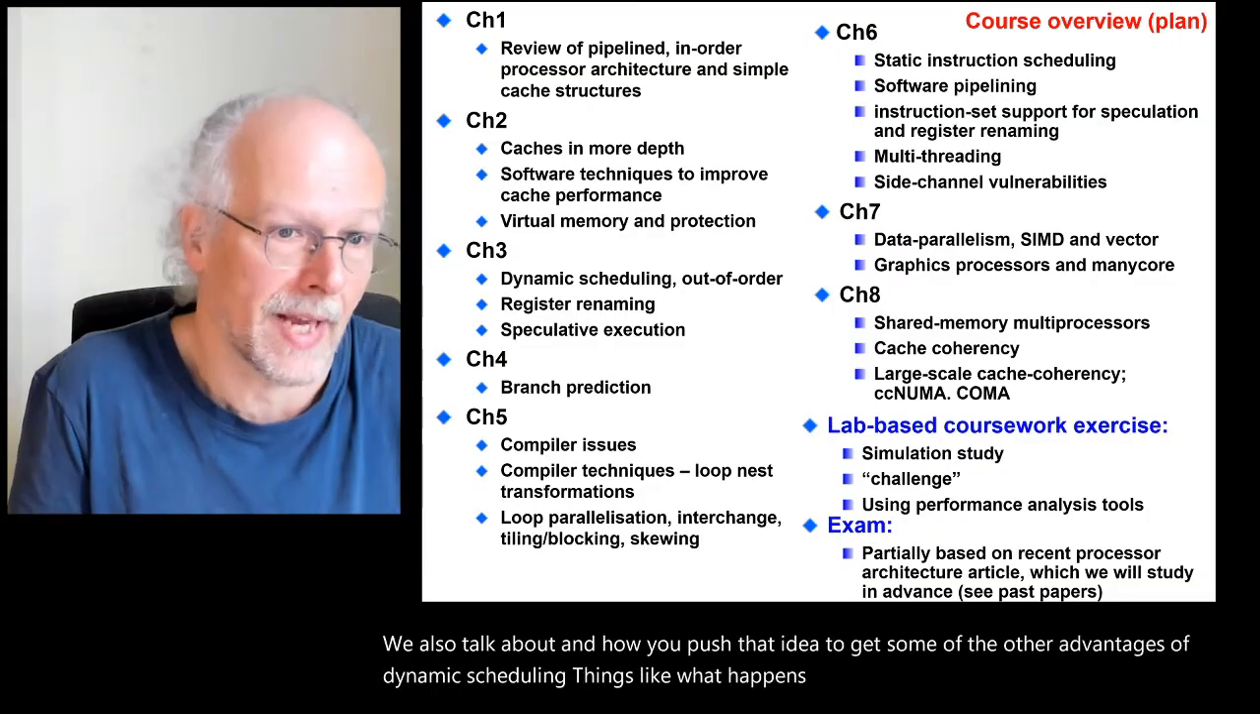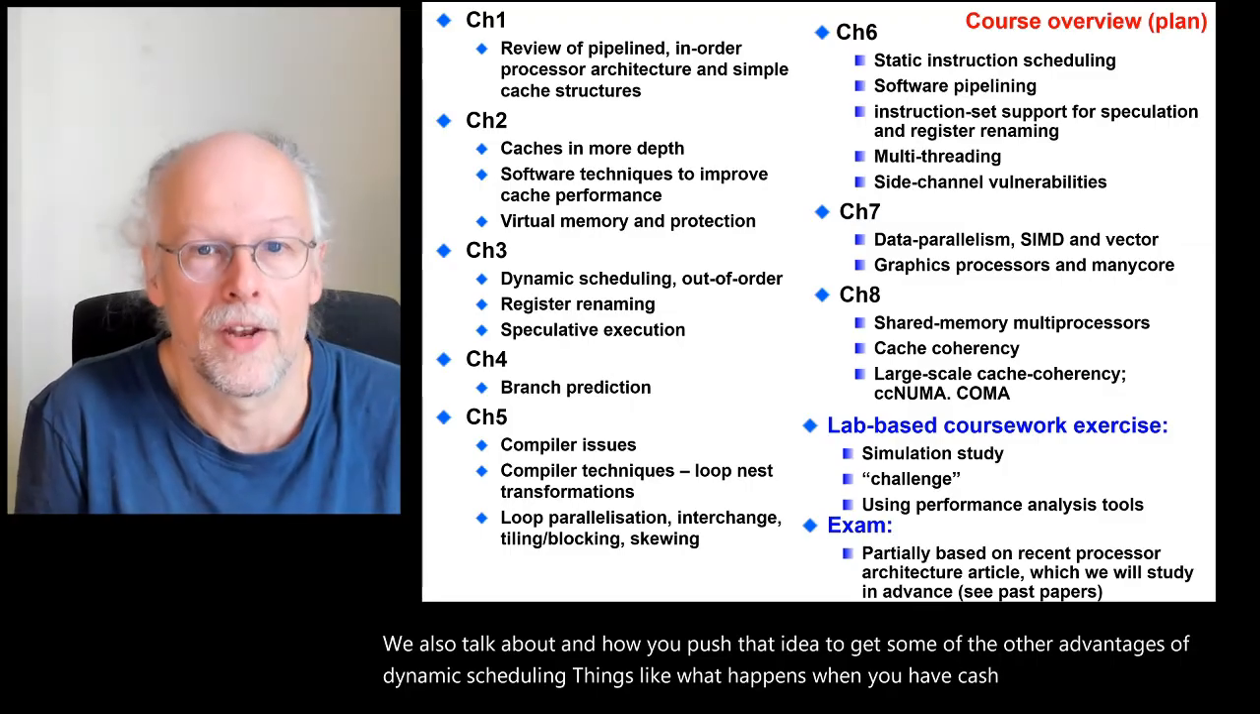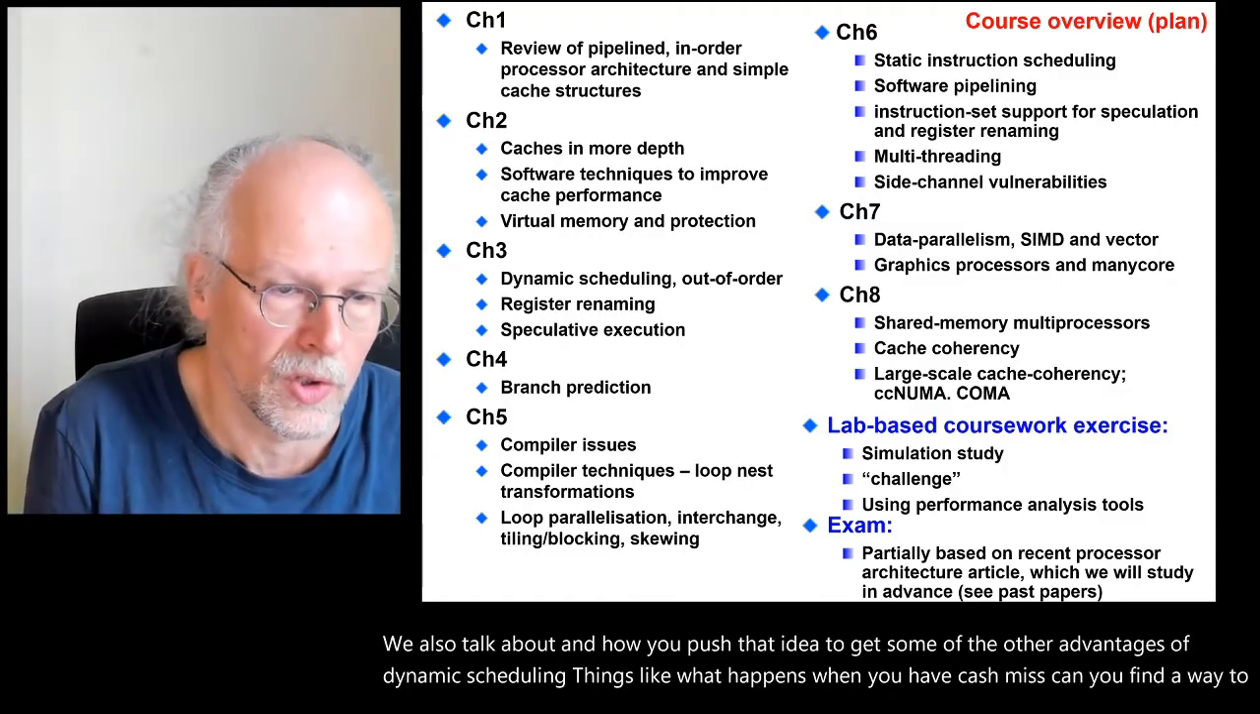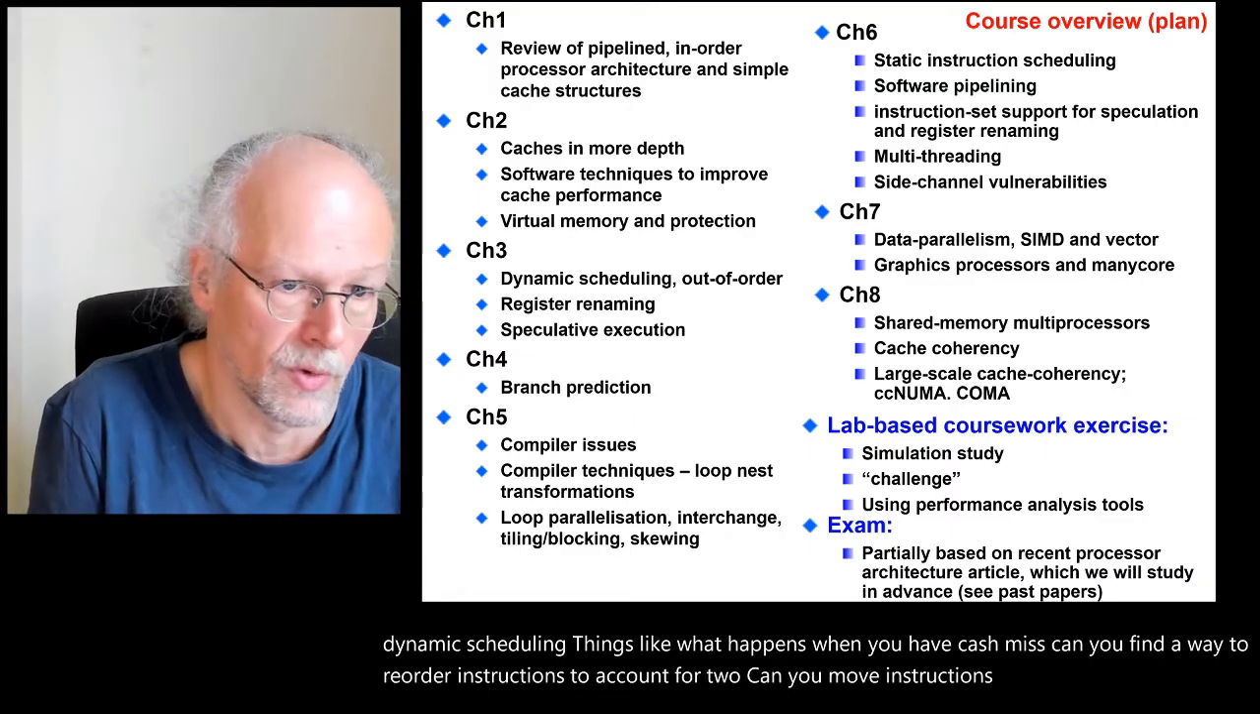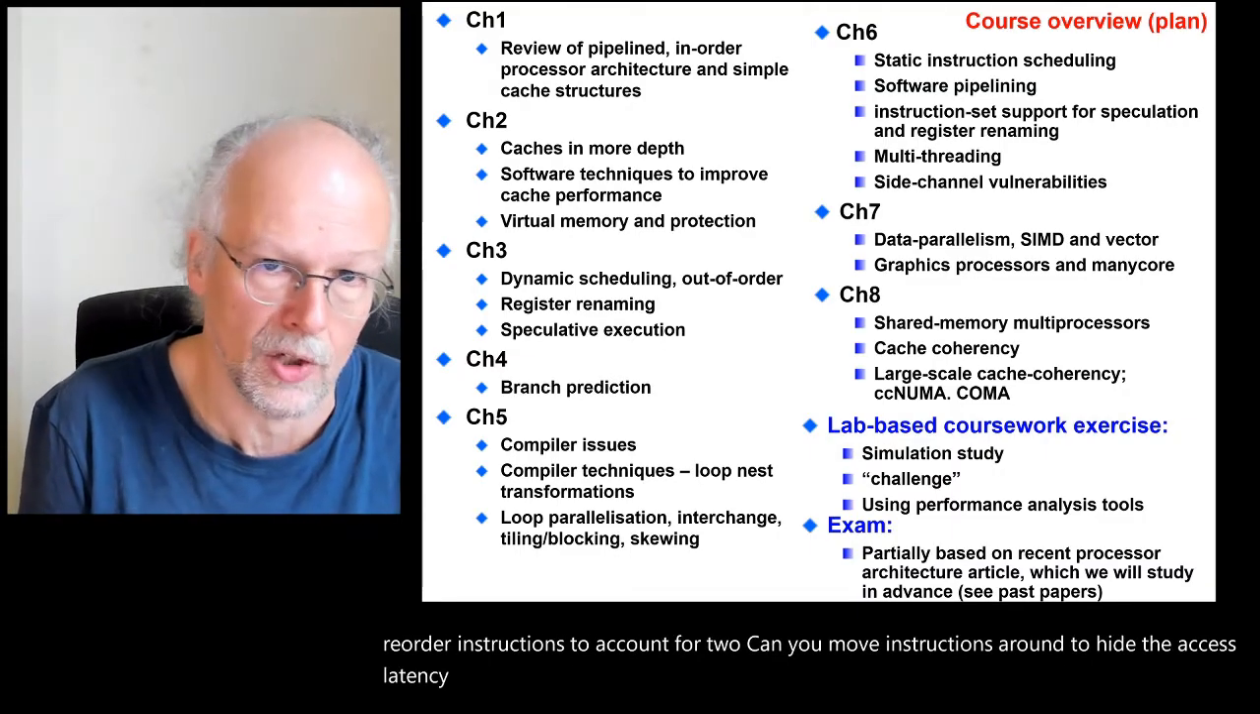We'll also talk about how you push that idea to get some of the other advantages of dynamic scheduling. Things like what happens when you have a cache miss. Can you find a way to reorder instructions, or can you move instructions around, to hide the access latency of a cache miss?